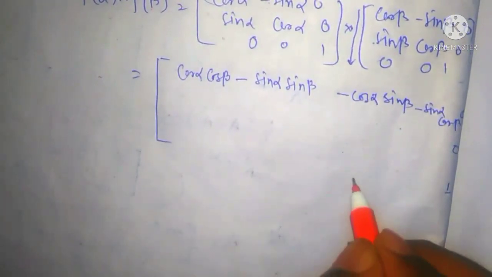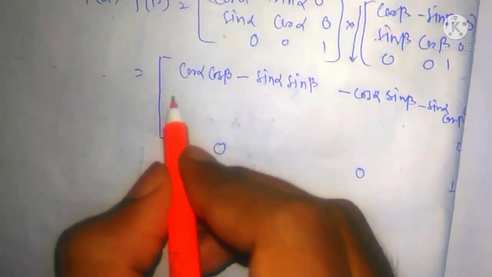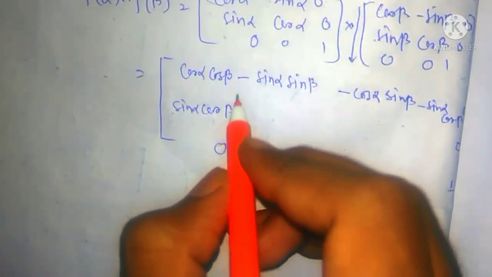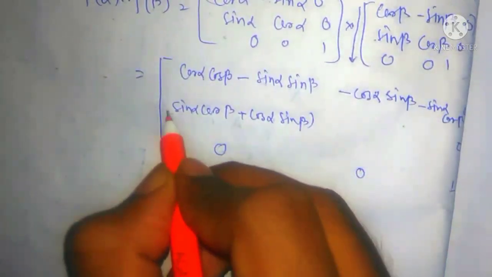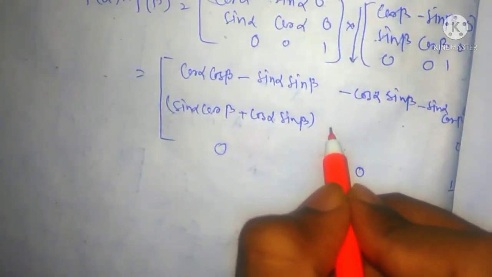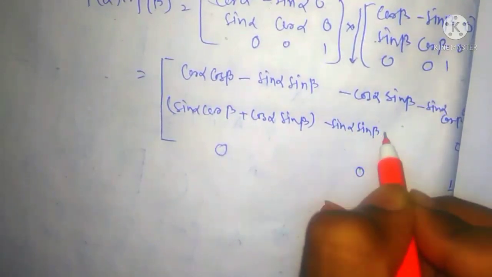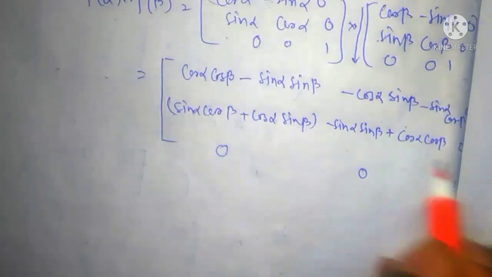I just put the values: sin alpha cos beta plus cos alpha sin beta, and the next is minus sin alpha sin beta plus cos alpha cos beta.